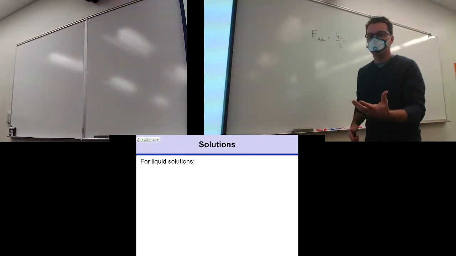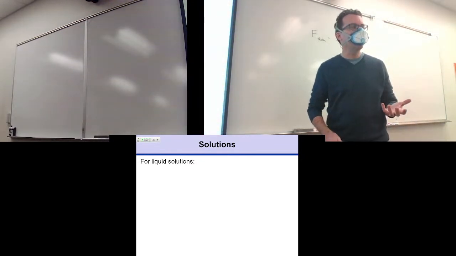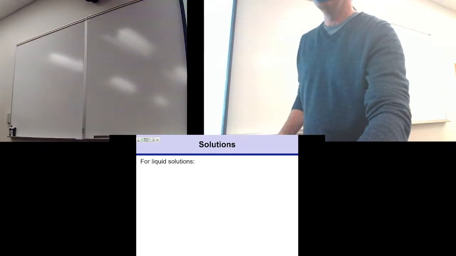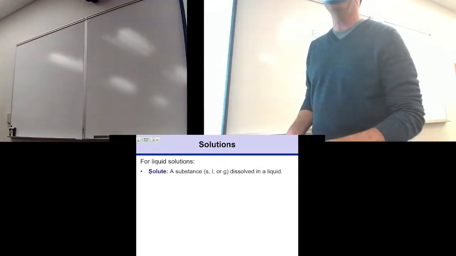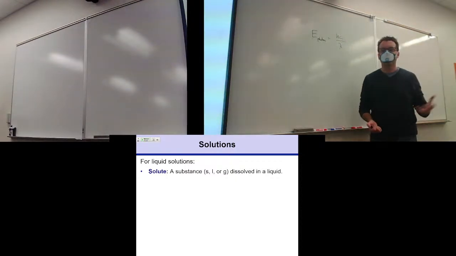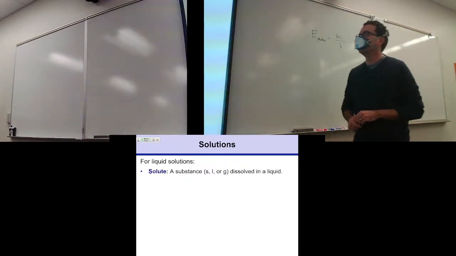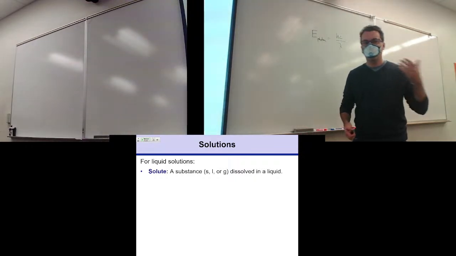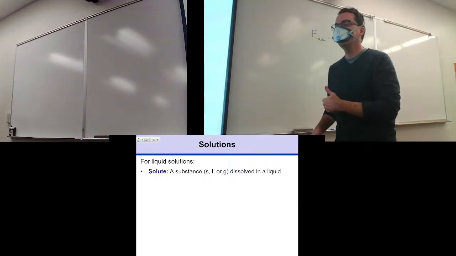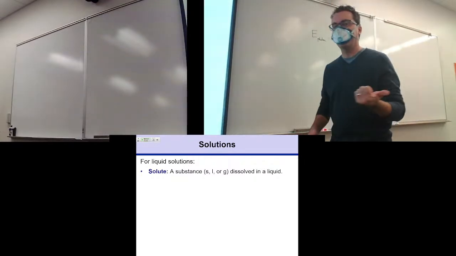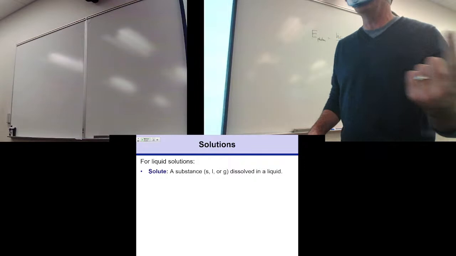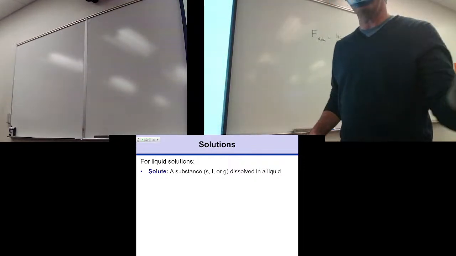So solutions, it's another word for a homogeneous mixture. So for a liquid solution, actually any solution, but for a liquid solution in particular, there's going to be a solute. The solute is the stuff you're dissolving into the liquid. That solute could be solid, liquid, or gas. Table salt, solid, another liquid like ethanol, alcohol, or a gas like carbon dioxide.